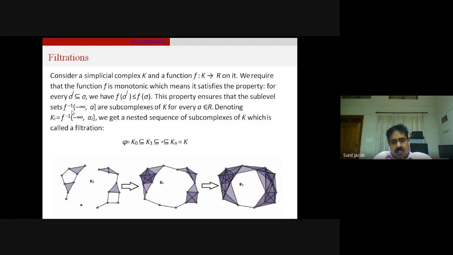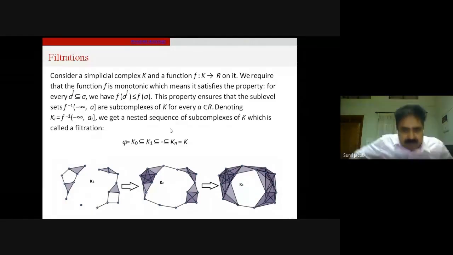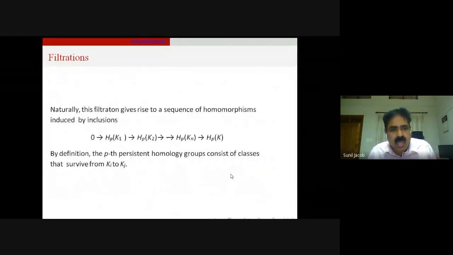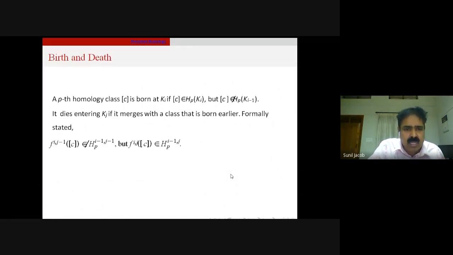Now, denoting these simplexes like this K1, K2, K3, etc., this property ensures that the sublevel sets are subcomplexes of K for every alpha belonging to R. Denoting K_i equal to f inverse of minus infinity to a_i, we get a nested sequence of subcomplexes of K, which is called a filtration. Therefore, we have a filtration like this, and naturally, by definition, we have the pth persistent homology group.